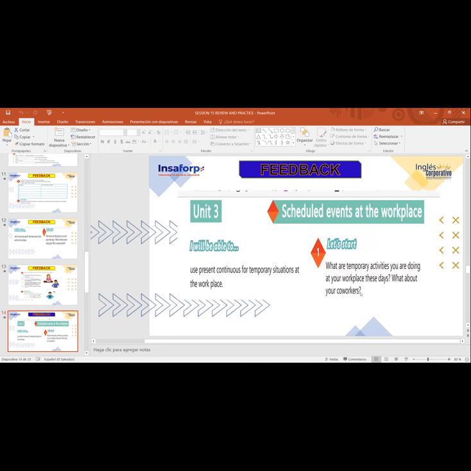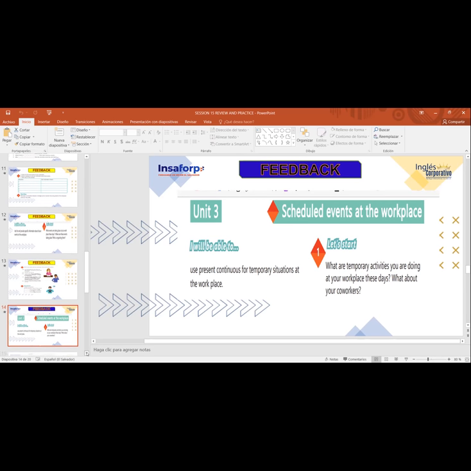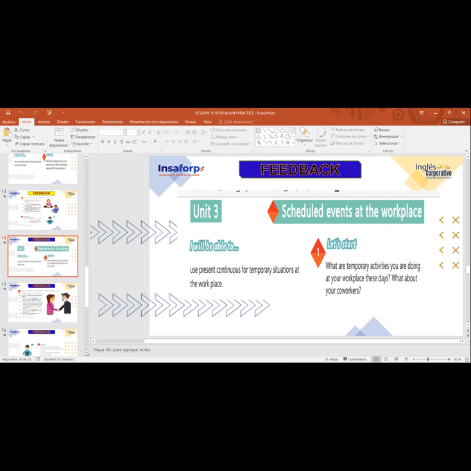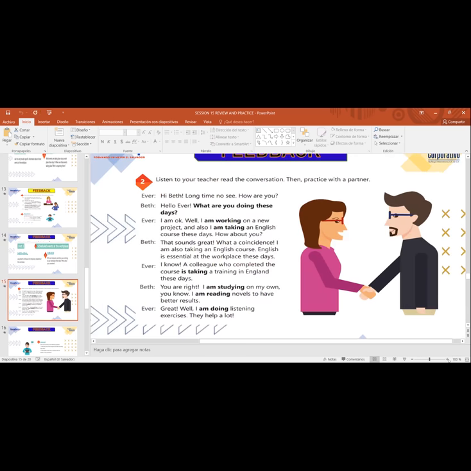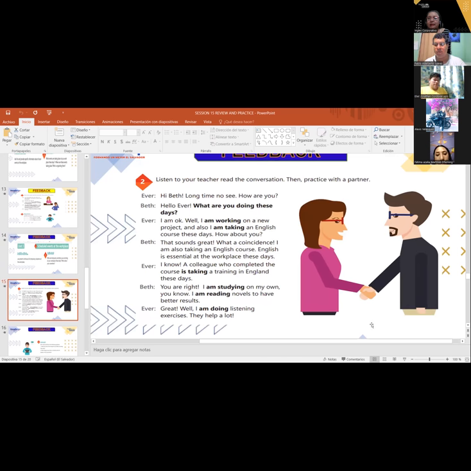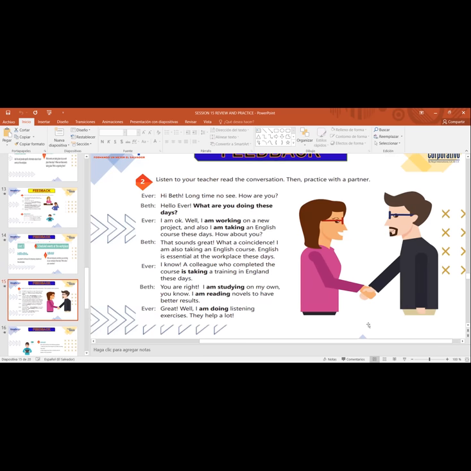You were discussing these questions, okay? If you remember, you were discussing these questions in the breakout rooms. Is that correct? ¿Sí se recuerdan? Yes, teacher. Okay. And here we had the conversation between Ever and Beth. Correct. Y acá sí le voy a pedir la colaboración a dos participantes que me ayuden a leer para recordar. Okay. Who wants to? Okay, you are Ever. And who is going to read Beth? ¿Quién va a leer Beth? Fátima. Okay, Fátima. Let's begin.